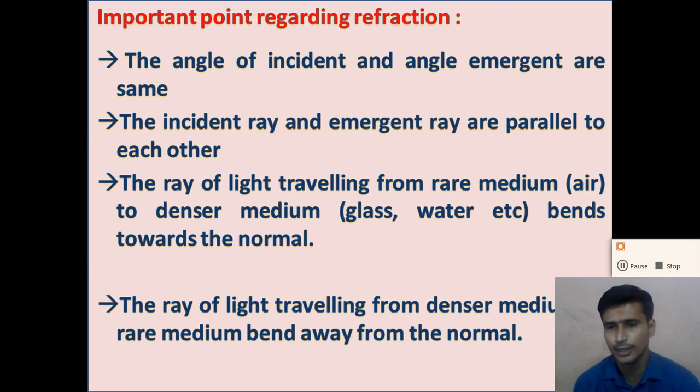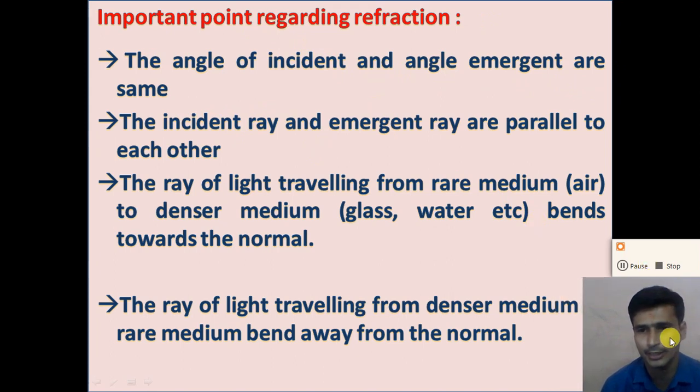When the rays of light are refracted from the glass slab, the angle of incidence and the angle of emergence are the same, right? And so the incident ray and the emergent ray are parallel to each other.